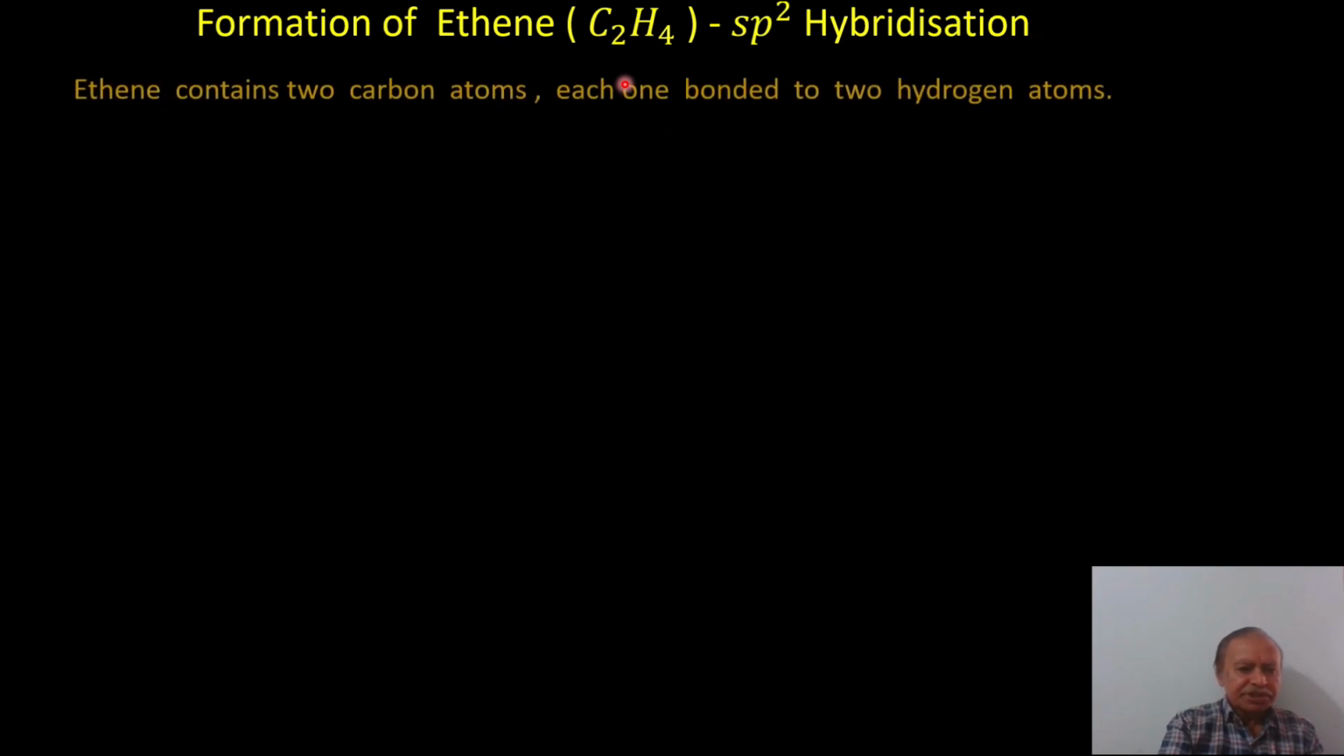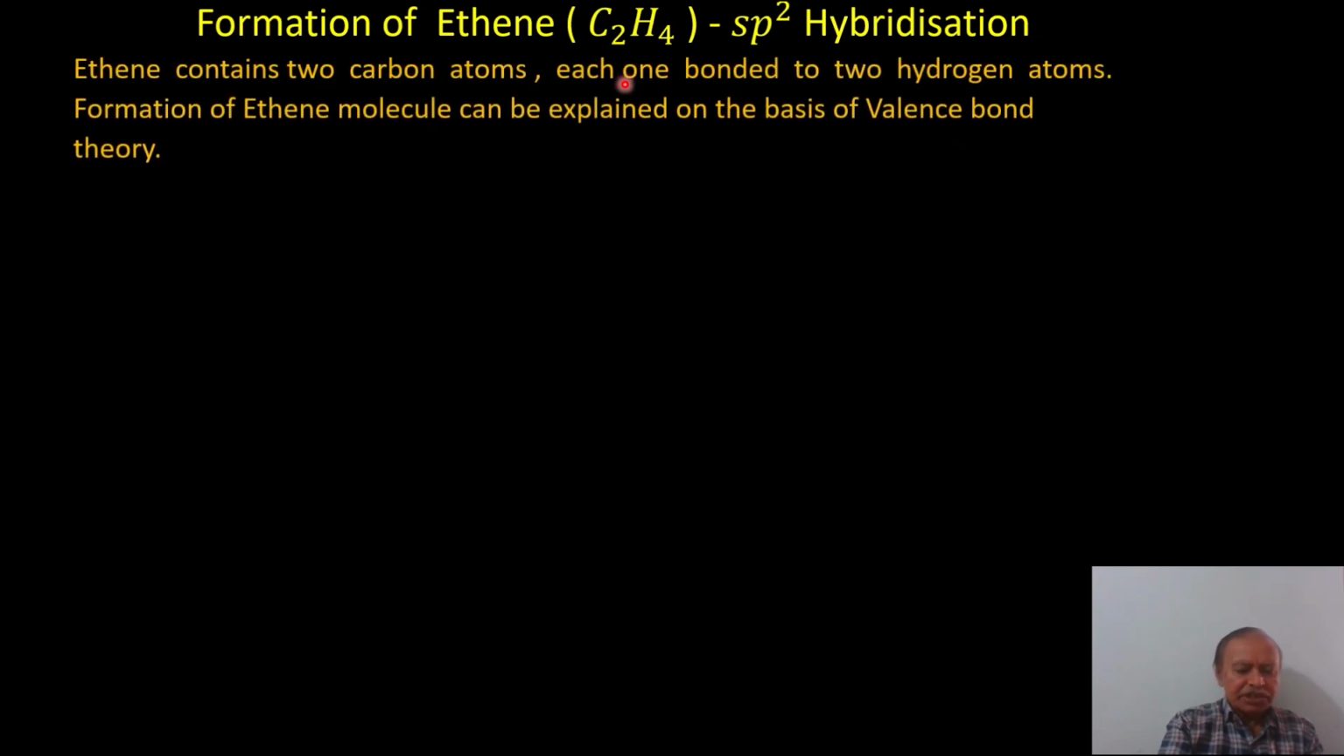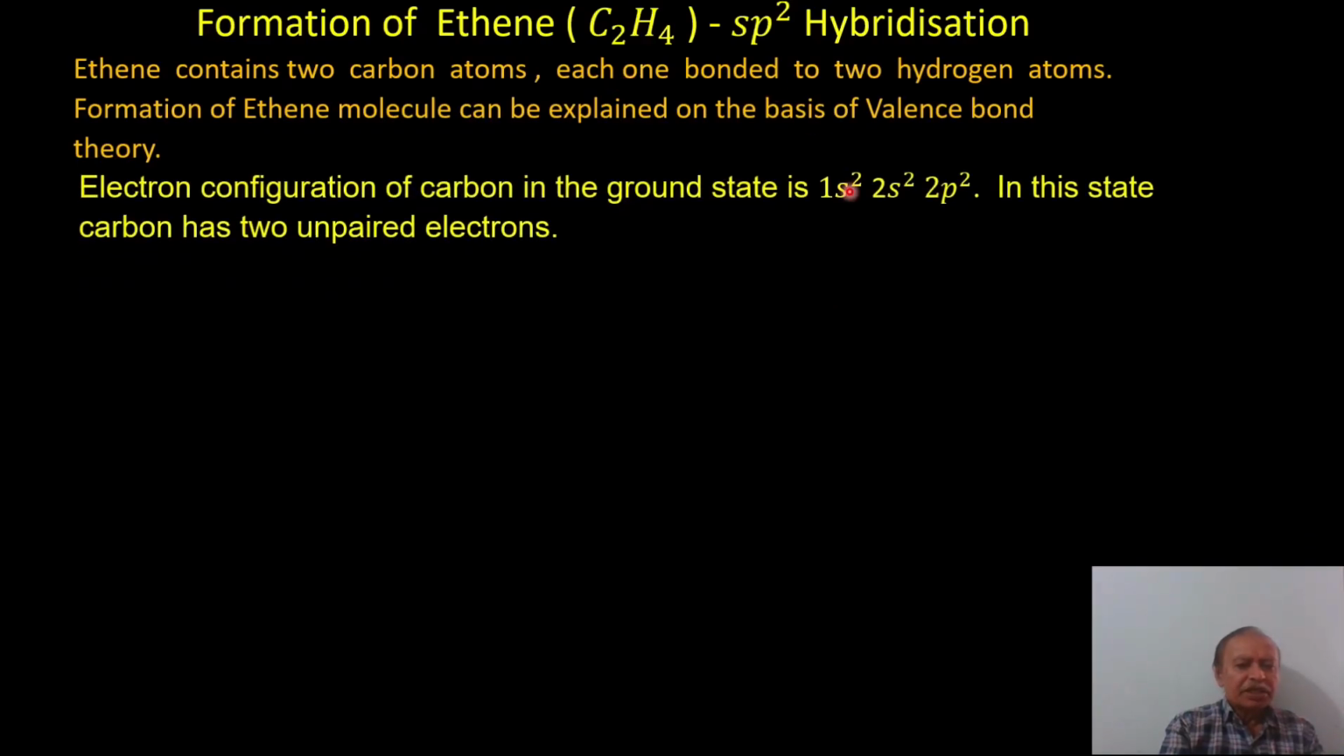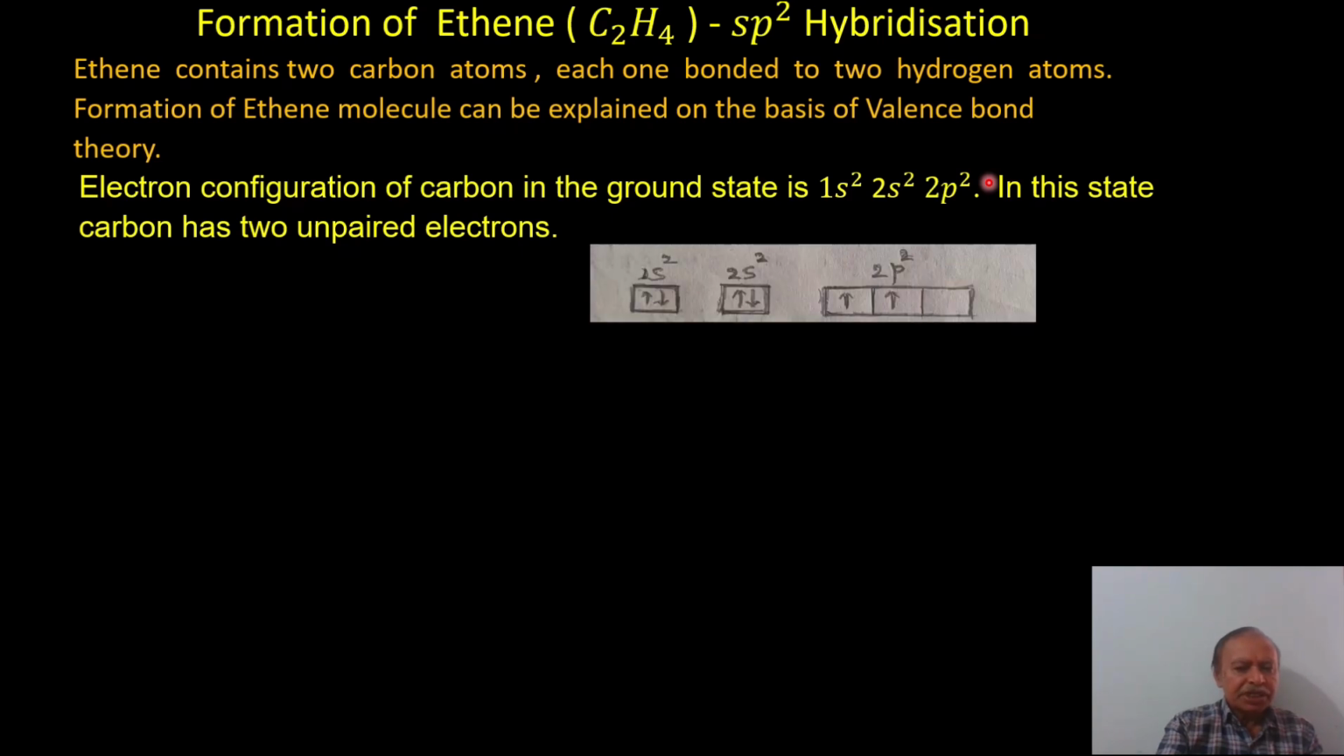For this we have to see the electronic configuration of the carbon atom in the ground state. That is 1s2, 2s2, 2p2. If you represent these orbitals in the form of boxes, you can see this is the 1s orbital with 2 electrons, this is the 2s orbital with 2 electrons, and these are the 2p orbitals containing 2 electrons. The filling of electrons in the 2p orbitals takes place according to Hund's rule.